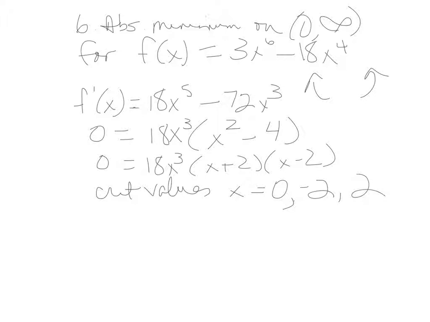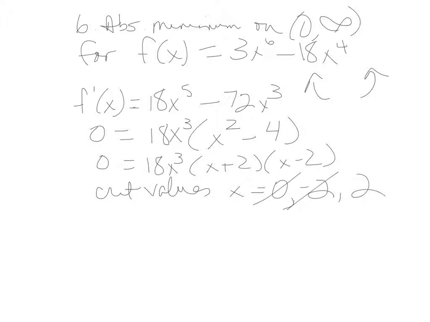Do I need to check all 3 of these? Look at your domain restriction. What does your domain restriction tell you? You're only looking on what interval? From 0 to infinity. And is 0 included? No, because it's a parentheses, not a bracket. So I don't need to worry about 0. I don't need to worry about -2. They're not in the domain. My only possible value for an absolute minimum is going to be where +2 is.